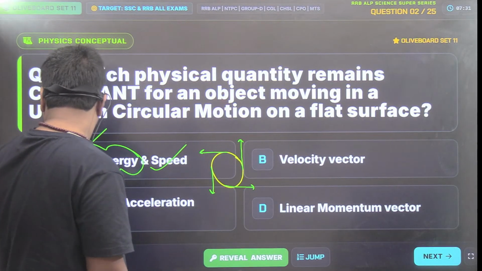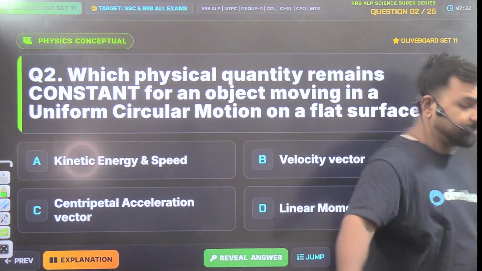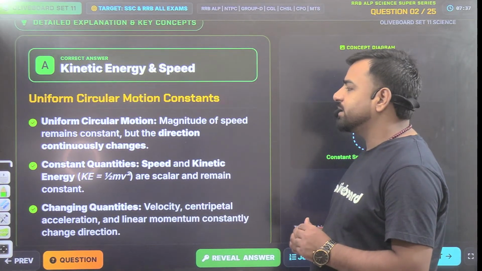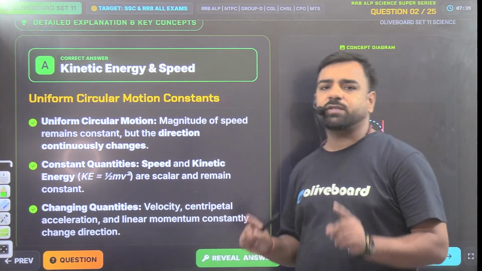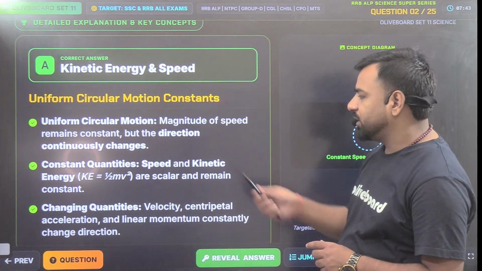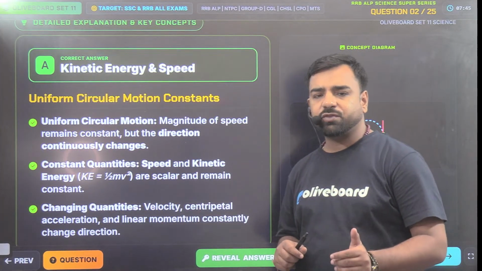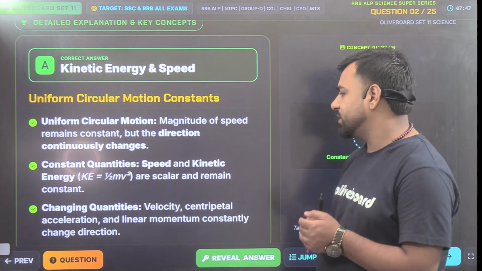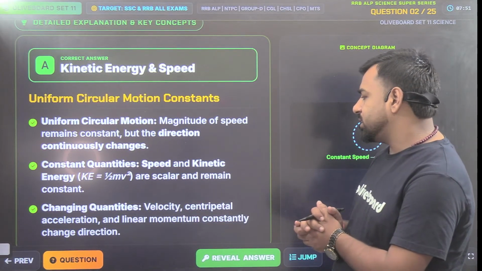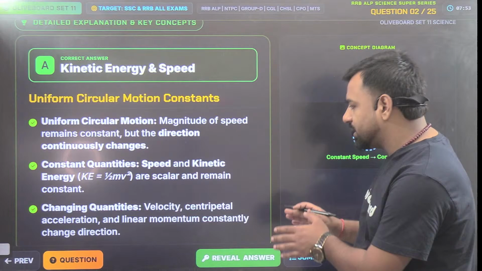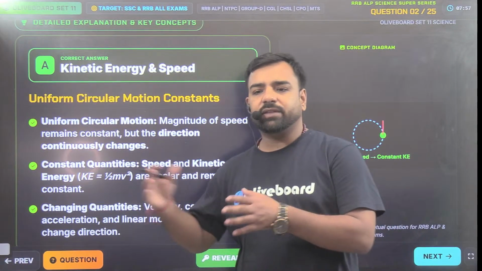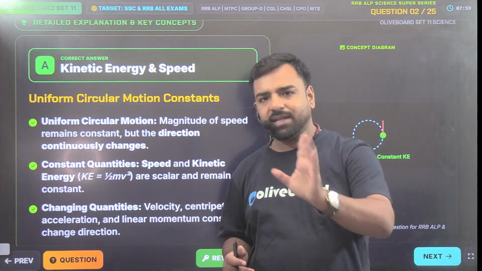So let us go with the explanation now. The magnitude of the speed remains constant, but the direction continuously changes, because of which we can say that velocity is changing. And speed and kinetic energy: for kinetic energy, we have the formula half mv square, where m stands for mass and v stands for velocity. They are scalar and hence they remain constant. So what are the changing quantities? Velocity, centripetal acceleration, and linear momentum all constantly change with the direction. So that's why option A was the correct answer.